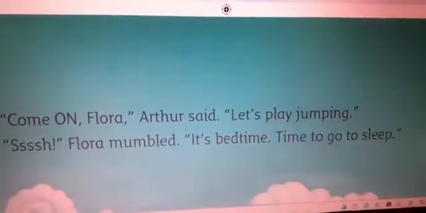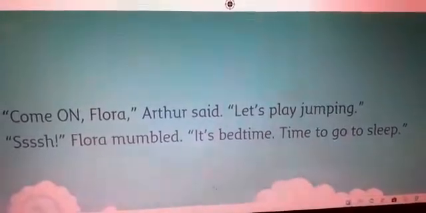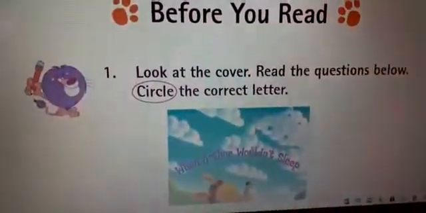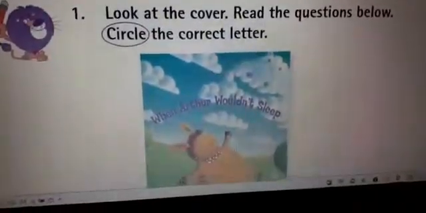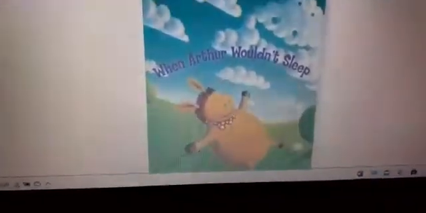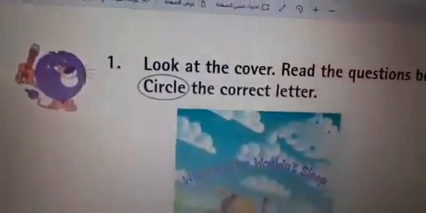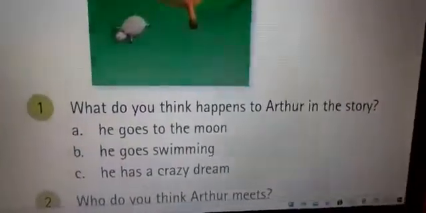But in order to understand it well, before you read, we need to answer some pre-questions and you need to know the keywords. Now, if you look at the main picture of the story, the cover of the story, look at the cover and read the questions below. Circle the correct answer. Look at the picture well. Yes. Now, let's read the question. This is before you read.